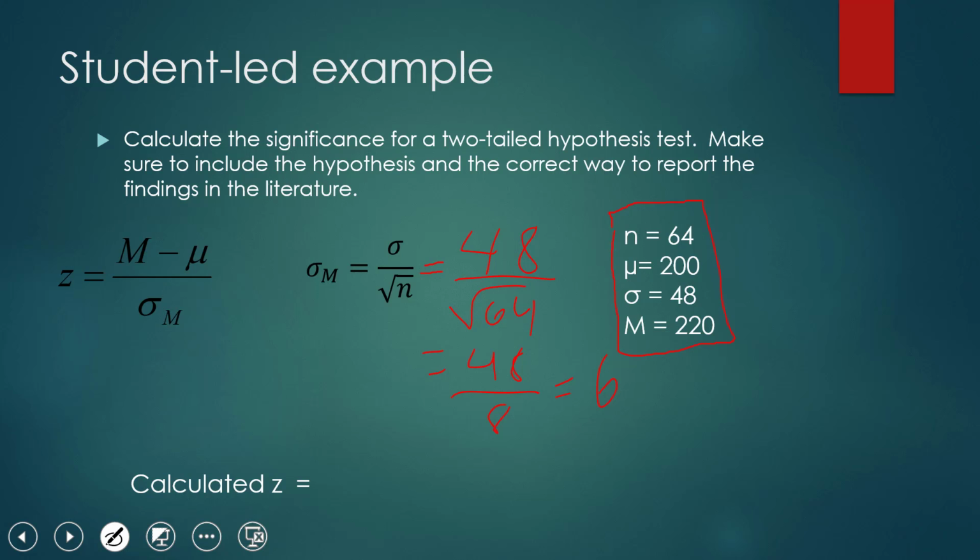Then we need to calculate our z-score. So here we're going to put in our sample mean, which is 220, minus our population mean, which is 200, over our standard error of the mean, which is 6. That's going to give us a calculated z-score here. So if I do all those calculations, we get 3.33.